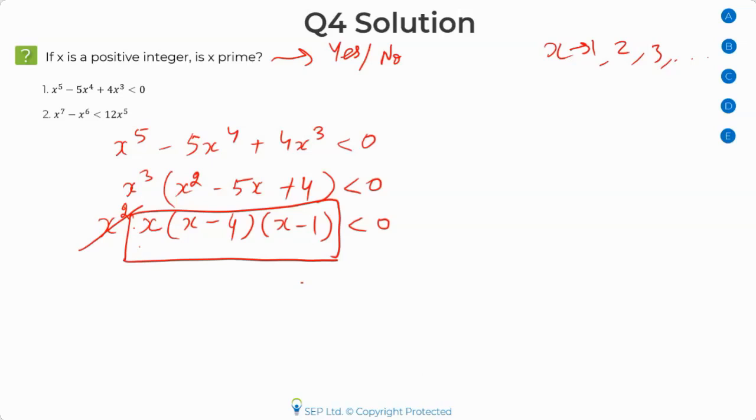Now, once you have expressed the inequality in the form of its factors, all you have to do is draw a number line and plot all the 0 points. 0 points are the points at which each factor is equal to 0. For example, the 0 point for this factor is going to be 0. At x equal to 0, this factor is equal to 0. The 0 point for this factor is 4. At x equal to 4, x minus 4 is equal to 0. Similarly, the 0 point for this factor is 1, because at x equal to 1, the factor x minus 1 is equal to 0.